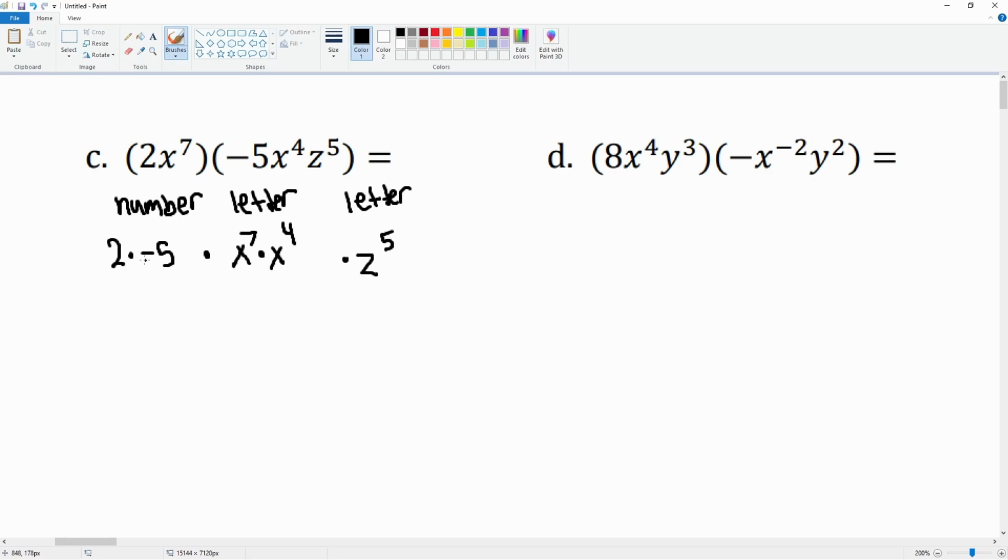So 2 times negative 5 is negative 10. Here we add the exponents, so 7 plus 4, that is 11. Then we have the z to the 5th power. Now we bring it back together. Negative 10, x to the 11, z to the 5th.